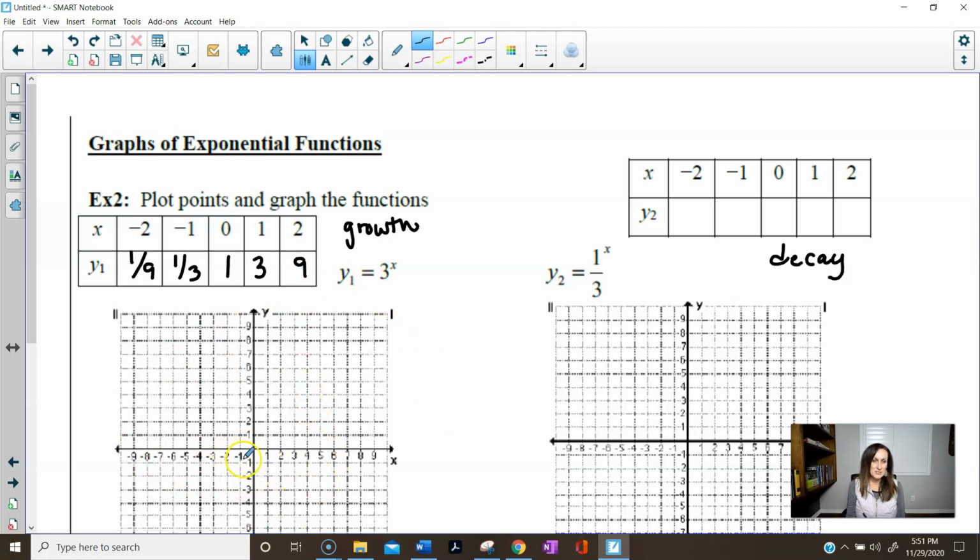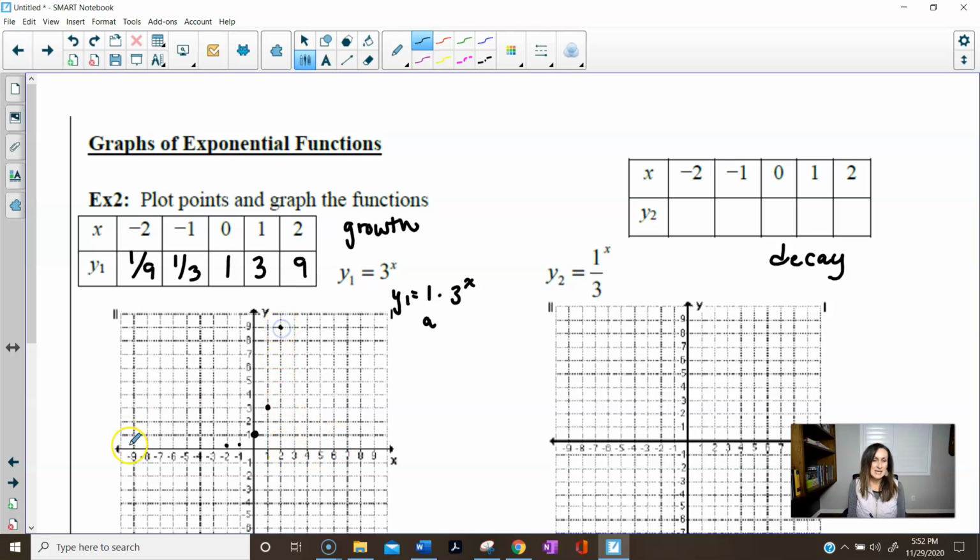If you go left 2 and up 1/9, left 1 and up a tiny bit more, 1/3. At 0, we're up 1. This happens to be the initial value or the y-intercept. And notice if we did y1 equals 1 times 3 to the x, you can see that in the formula, a is 1, which is this point right here. Right 1 up 3, and right 2 up 9.